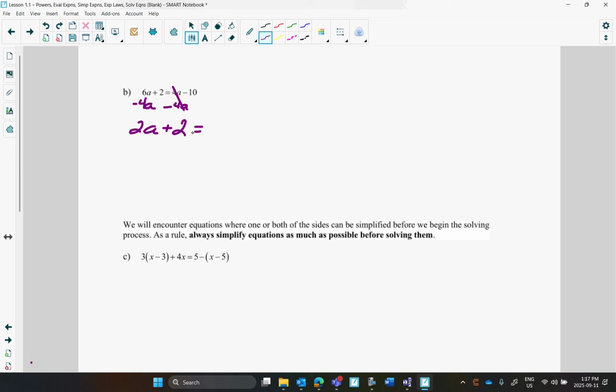Subtract 2 from both sides, so then it would be -12, and then you divide by 2. Is it? No, negative. Yeah, that's it.